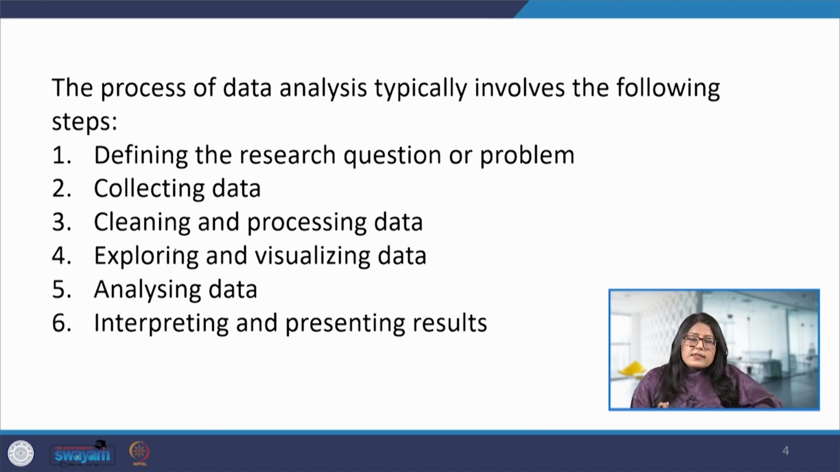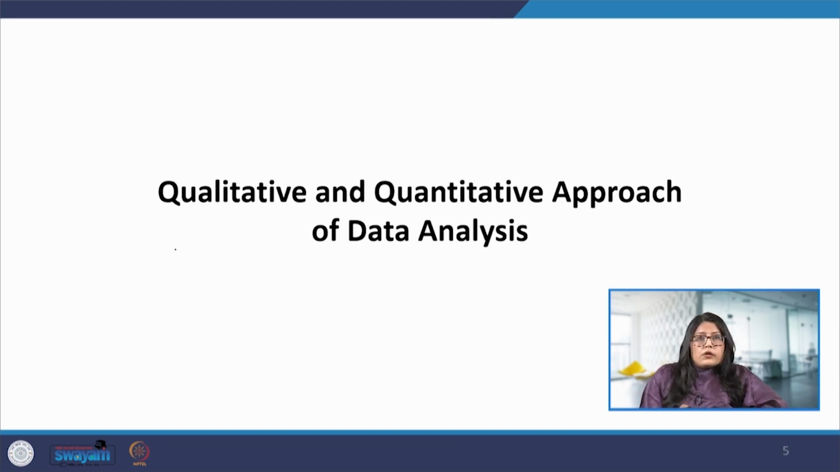So, data analysis is used in a wide range of fields like business, healthcare, social sciences and also engineering fields. And it is essential for making informed decisions and solving complex problems that we face in today's data driven world. So, we will see the qualitative and quantitative approaches of data analysis.